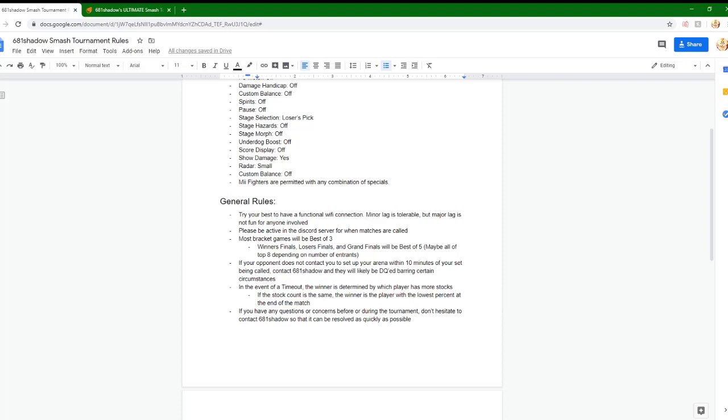I also might add here, in very extreme situations, because this is a rule in some tournaments, if both players have the same amount of stocks and the exact same percent, they can do a one stock, 3 minute game if possible. The winner of that one stock game will take that game in the set.